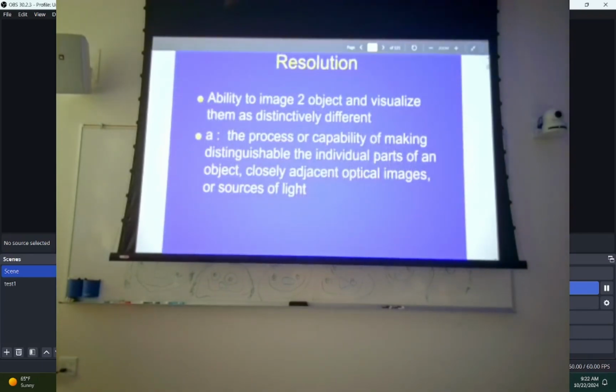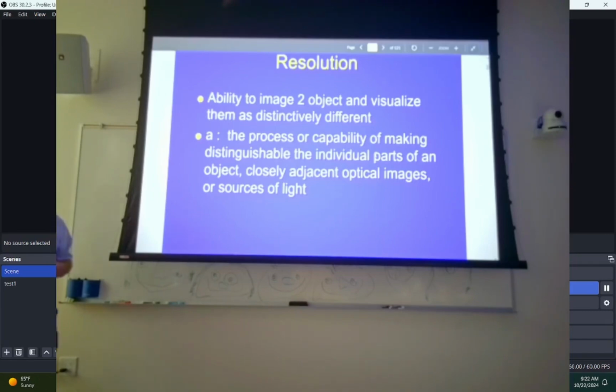So resolution, definition of resolution. I'll let you read through that, but basically it's the ability to see two things as different things. If the line in between those two things is fuzzy and you can't make it out, then you have low resolution. Now, whenever we say resolution, there's contrast resolution, there's spatial resolution. Spatial resolution is what we're talking about most of the time when we're discussing resolution.